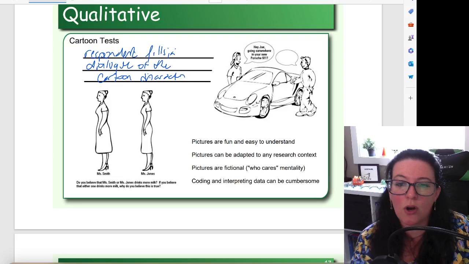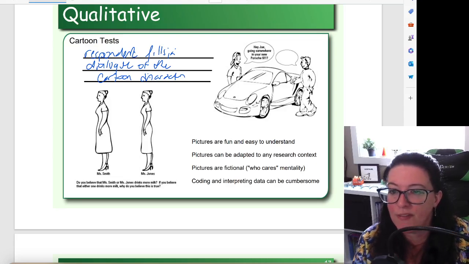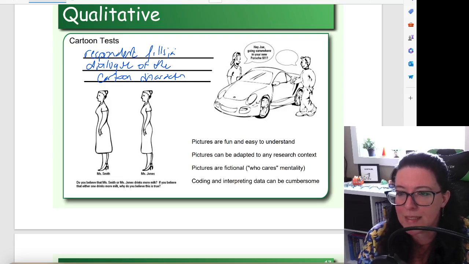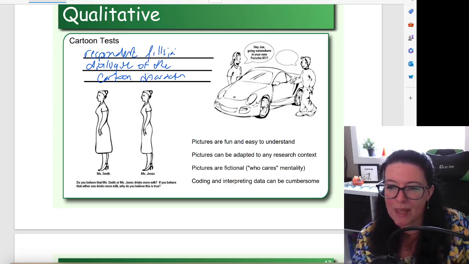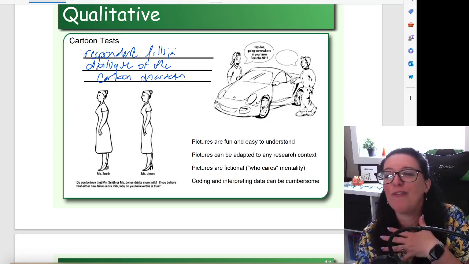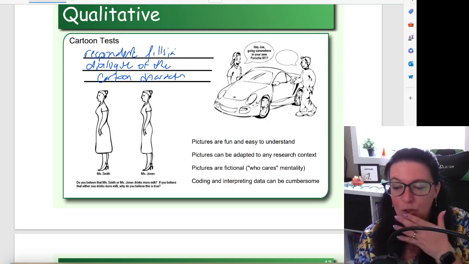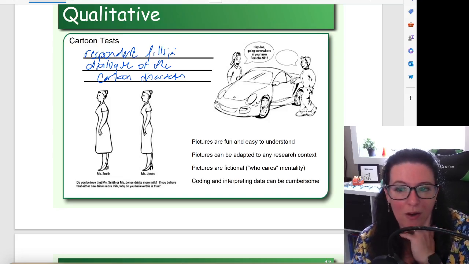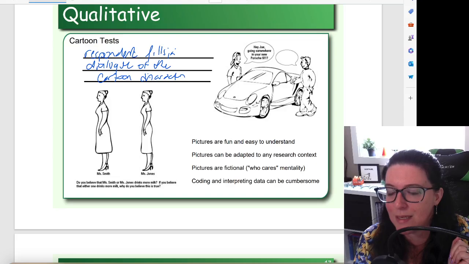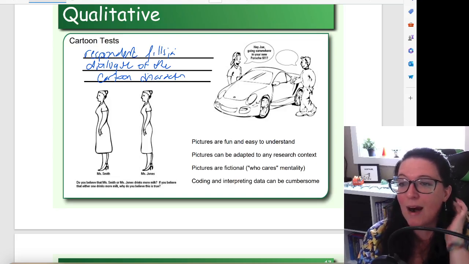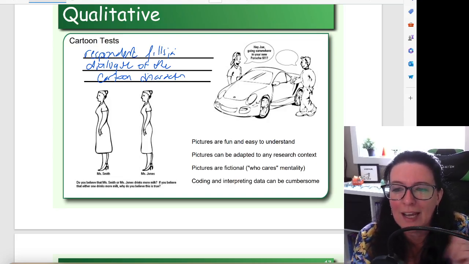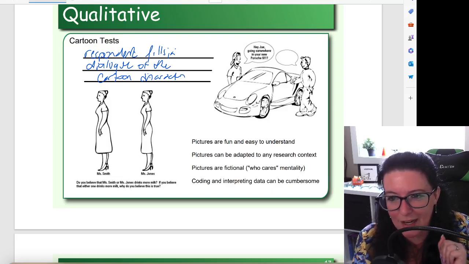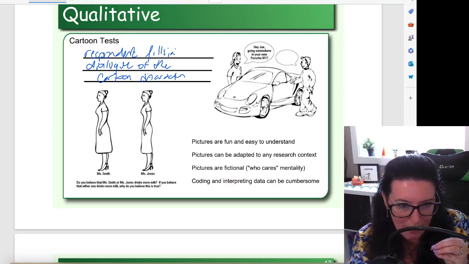So the benefit of the cartoon test is that pictures are fun and easy to understand. They can be adapted to any type of research topic. The pictures are fictional, so there is that who cares mentality. So again, it's an ability to separate yourself and a response that you might think, oh, well, that's an inappropriate comment to make, or that's not going to be deemed favorably by my peers. When you're putting it onto a cartoon, it can be fun, it can be joking. There's less risk here in the response, right?